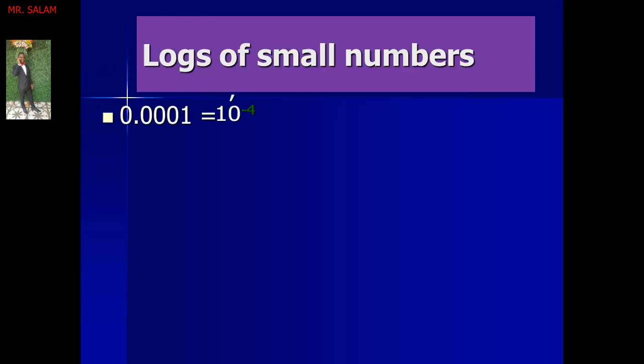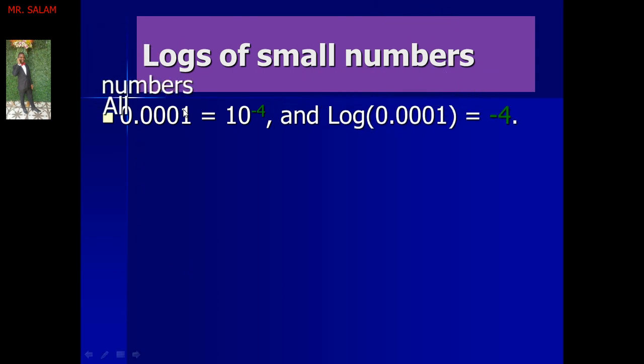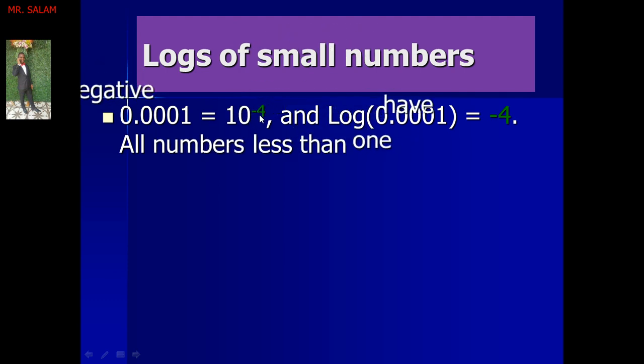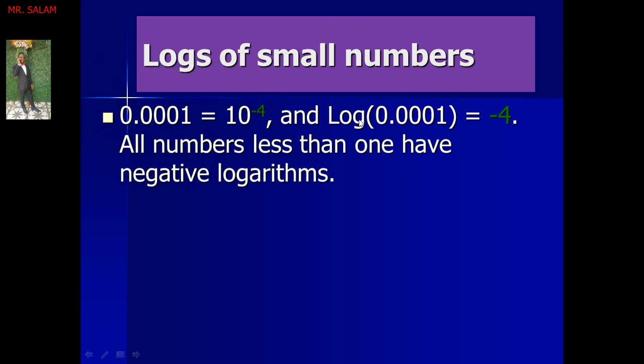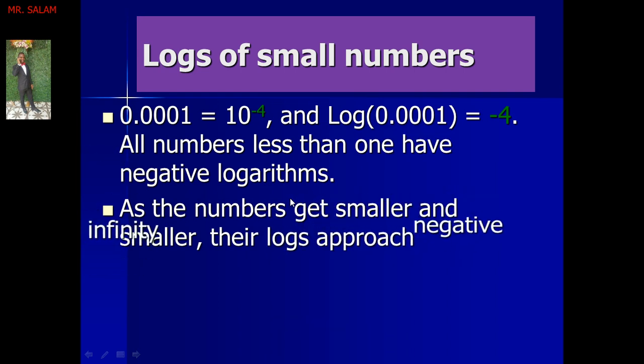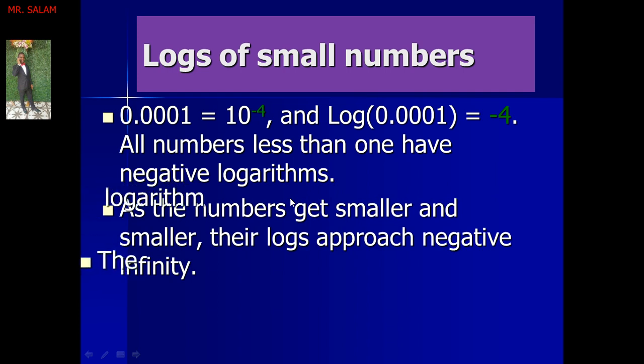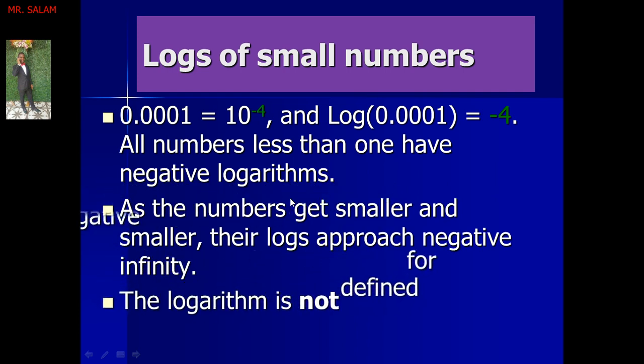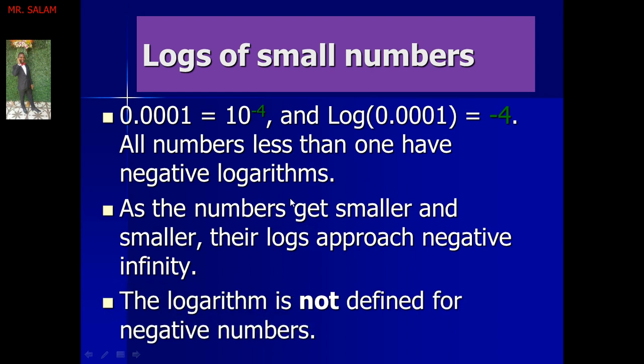Now, what about the logarithm of small numbers? For example, we have 0.0001. This can be written as 10 raised to the power minus 4. So, log 0.0001 is minus 4. All numbers less than 1 have negative logarithms. So you should take note of that. As the numbers get smaller and smaller, their logs approach negative infinity. Now, logarithm is not actually defined for negative numbers.